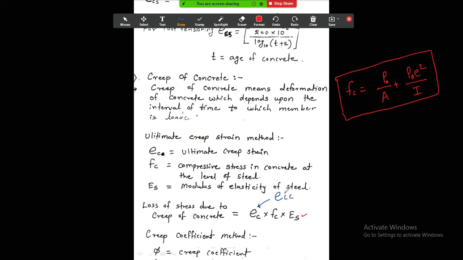So this is the ultimate creep strain method. Write down this formula, this formula is most important. And what is fc? fc is the compressive stress in concrete at the level of steel. Stress in concrete at the level of steel is nothing but fc.